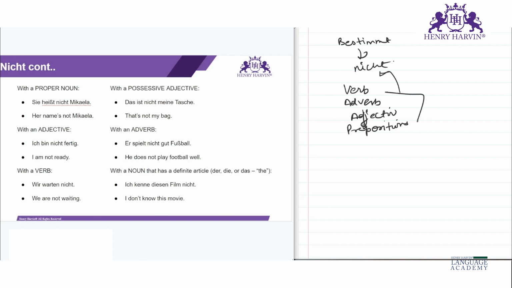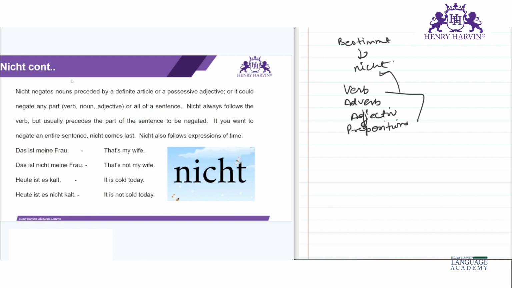With a possessive adjective: Das ist nicht meine Tasche. With an adjective: Ich bin nicht fertig. With an adverb: Er spielt nicht gut Fußball. With a verb: Wir warten nicht. And with a noun: Ich kenne diesen Film nicht. That is a der, die or das form. Nicht negates nouns preceded by a definite article or a possessive adjective, as well as verbs, nouns and adjectives that we have already seen.